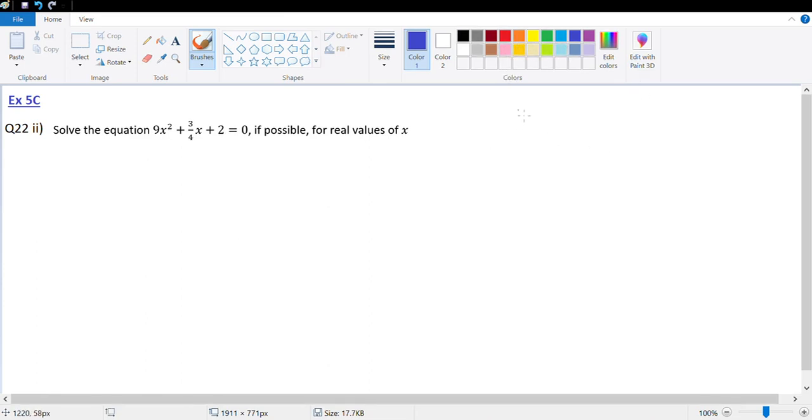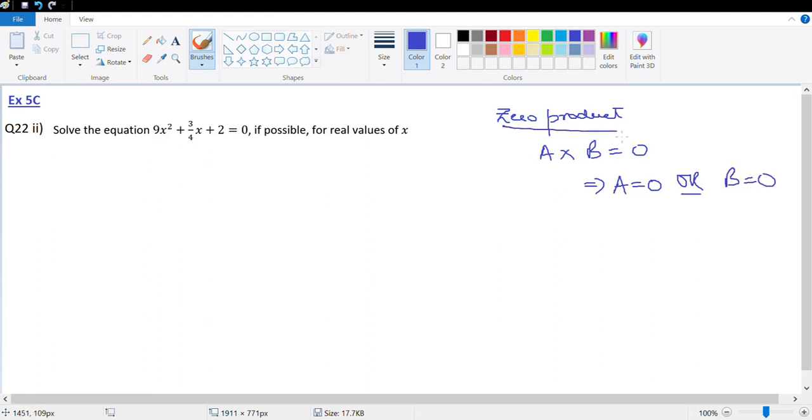In this exercise, we talked about the zero product rule, which was if A into B is equal to 0, which means A is equal to 0 or B is equal to 0. So that's one thing which we did, and then we revised factorizing a quadratic expression, which means solving a quadratic equation using factorizing and by splitting the middle term. So this is what we've done, splitting the middle term.